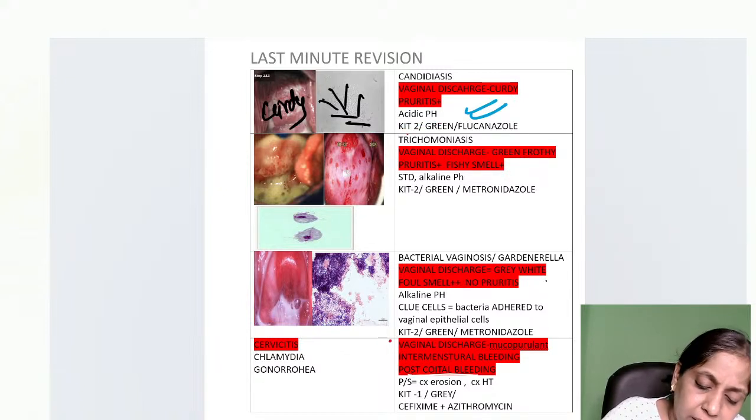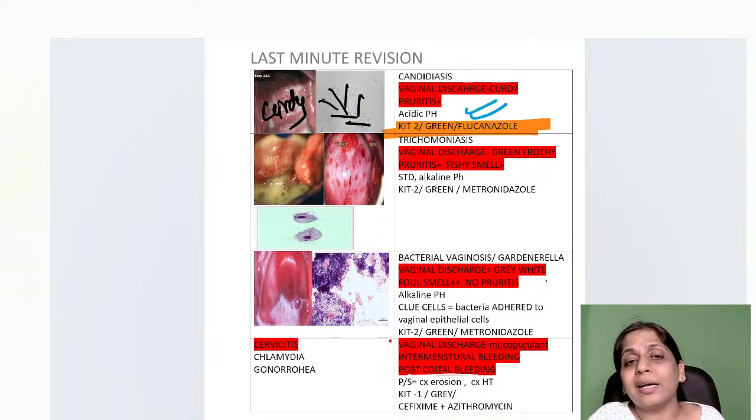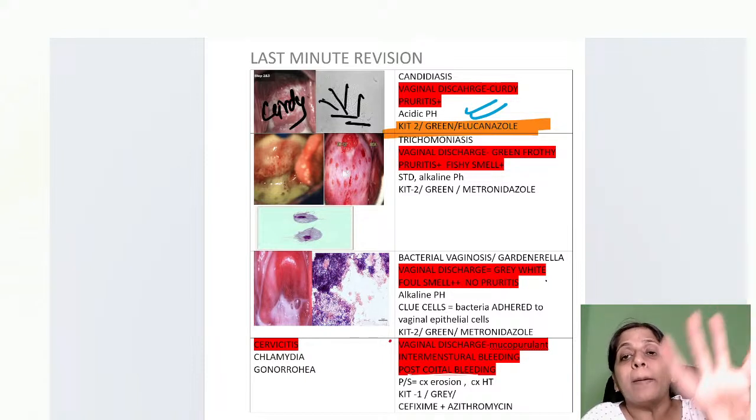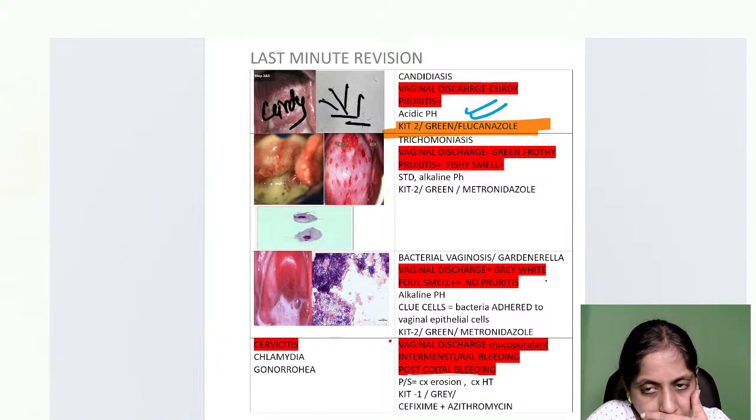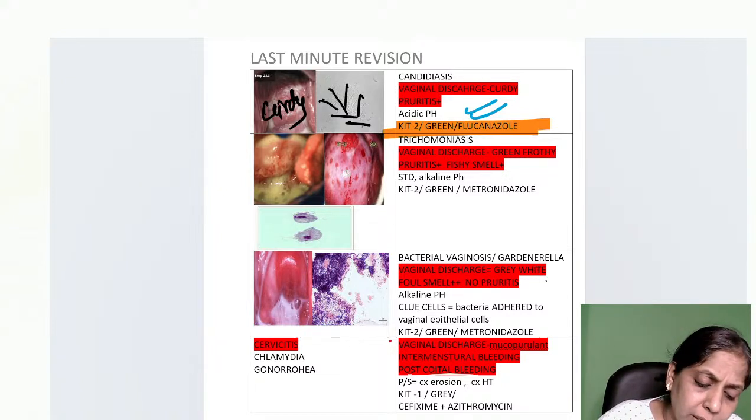For the vaginitis, we give kit 2, which is a green color kit. Vaginitis is not a serious problem; that is why its color is green. Kit number 1 is given to the male. So it is fluconazole.